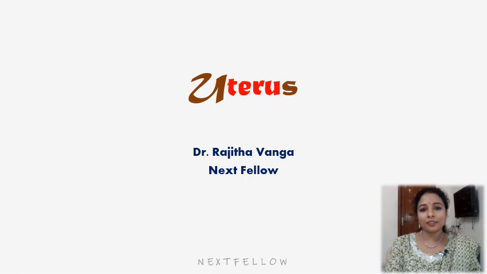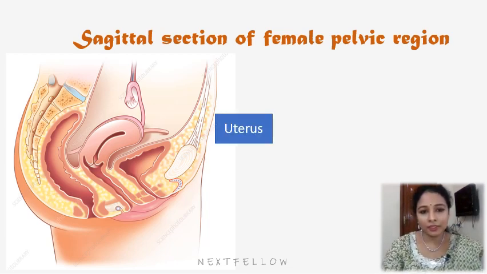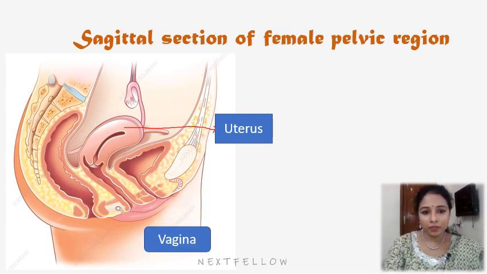So today's topic is on uterus. So here is the sagittal section of the female pelvis, where we can see the uterus here. The uterus, and anterior most is the pubis, and the uterus continues into the vagina.